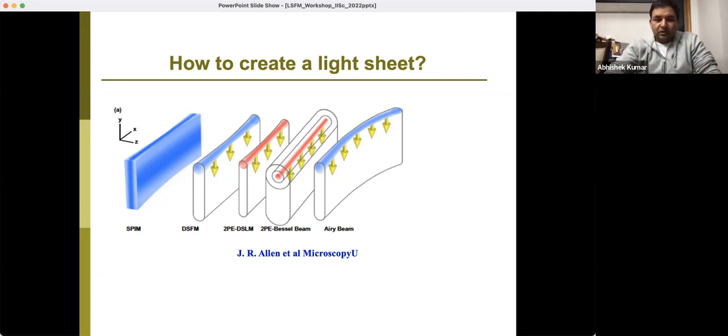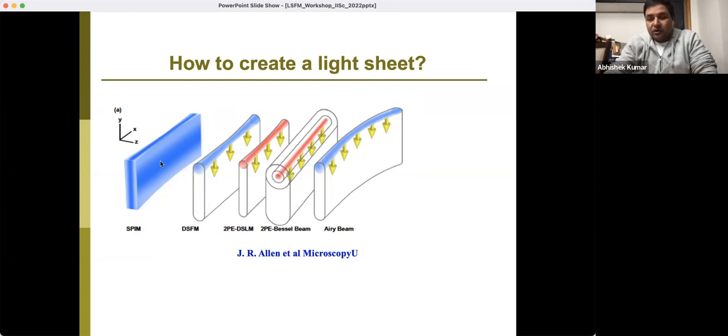And Philipp Keller and others coined the name digital scanned light sheet. You can also take a 2-photon beam and do the same thing. Scott Fraser and later other groups, including Chris Dunsby and others, showed that you can also do 2-photon light sheet. Francesca will also talk; she is one of the early inventors of this 2-photon light sheet. And then there are some non-linear beams. Basically, you can take a Bessel beam.